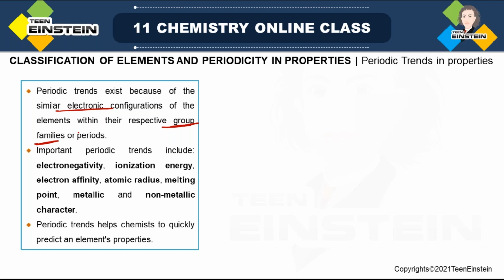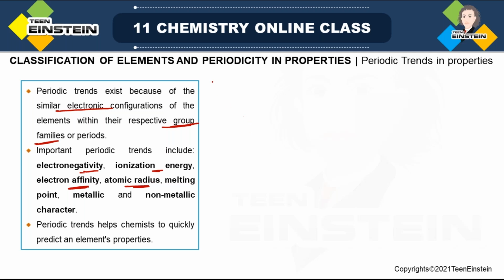Now, what are the properties for which we are doing this discussion? These properties are, here it is mentioned, electronegativity, ionization energy, electron affinity, atomic radius. There is also another radius which is ionic radius that we will discuss today, and then melting point, metallic property, non-metallic property, etc. Now, why is it important? Because if you know the trend, it helps chemists to quickly predict an element's properties.